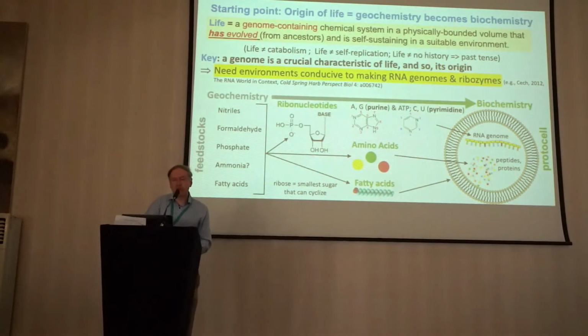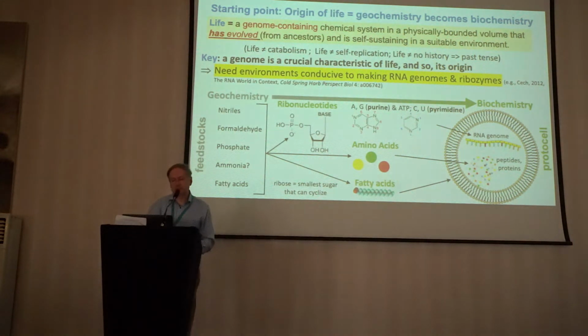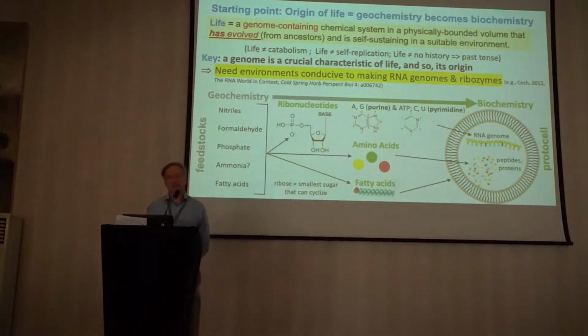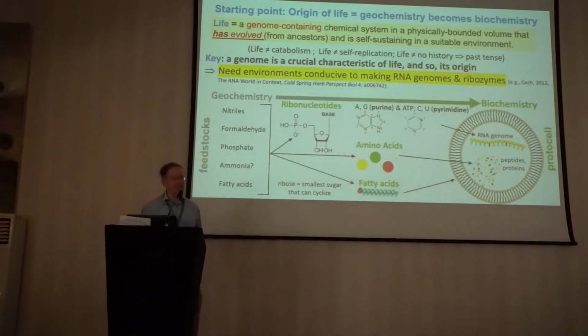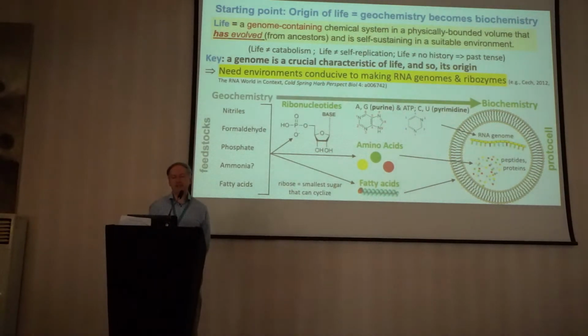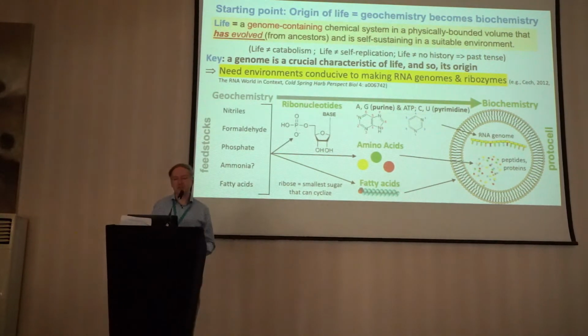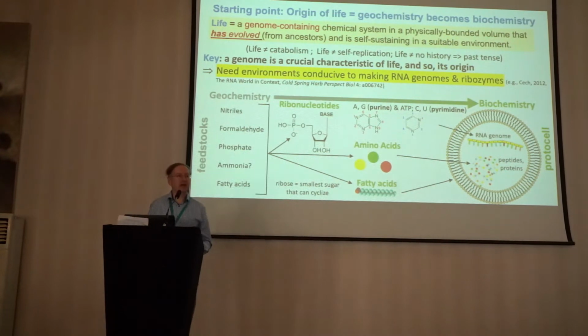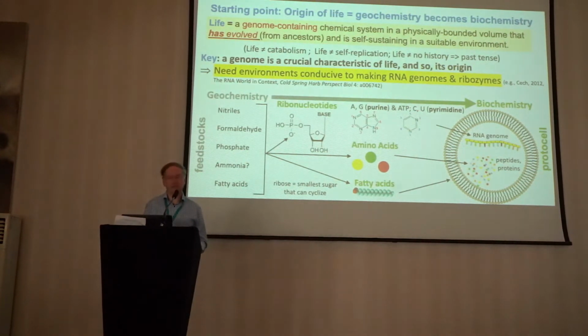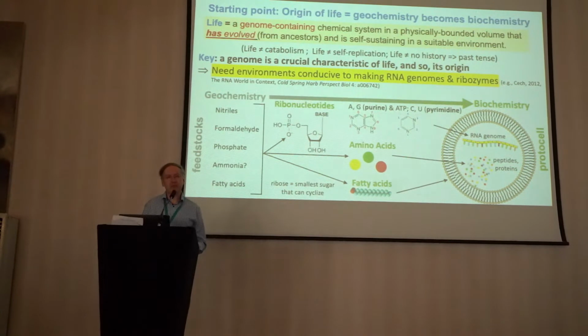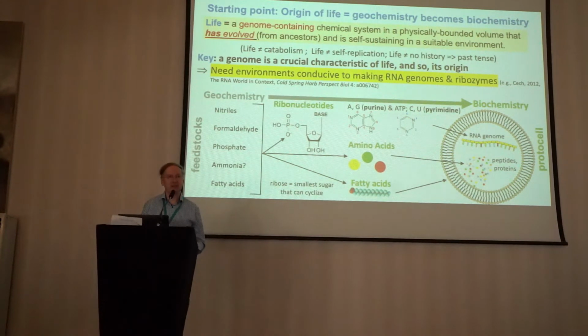So my starting point is this idea I mentioned, that the origin of life is how geochemistry becomes biochemistry. But we also have to think what life is. And this is a sort of working definition, that it's a genome-containing chemical system in a physically bounded volume that has evolved and is self-sustaining in a suitable environment. So it's not just about catabolism, it's not just about self-replication, and it's not something without a history. So hence the past tense, all life has some history.